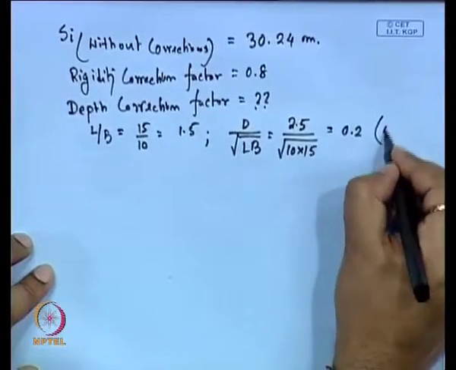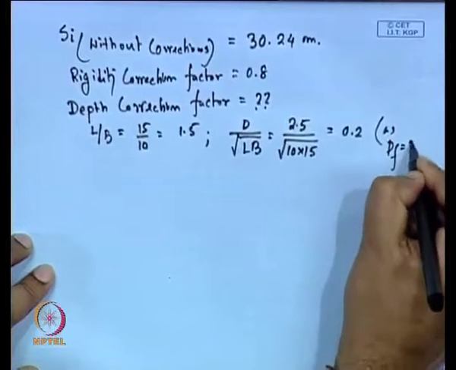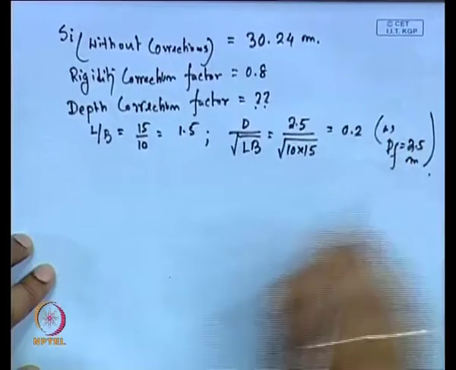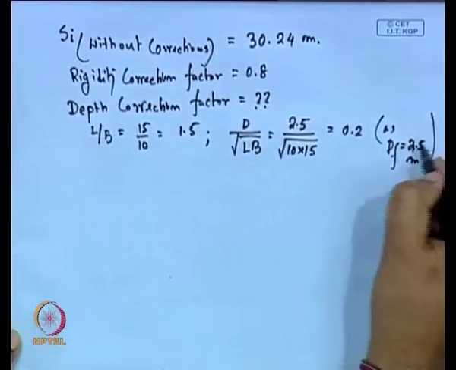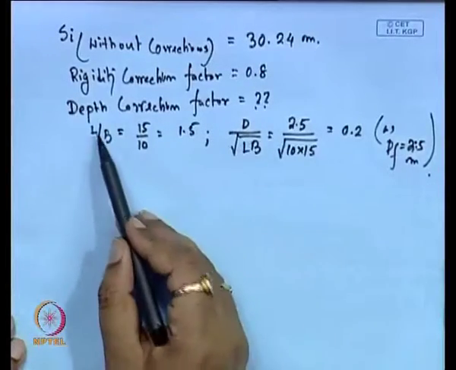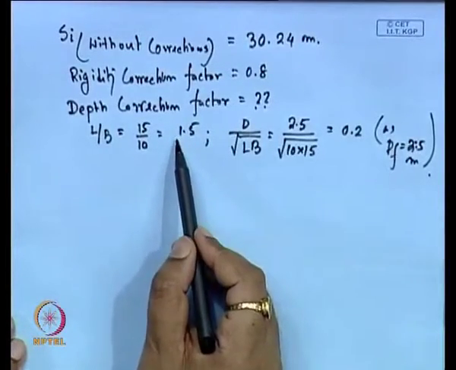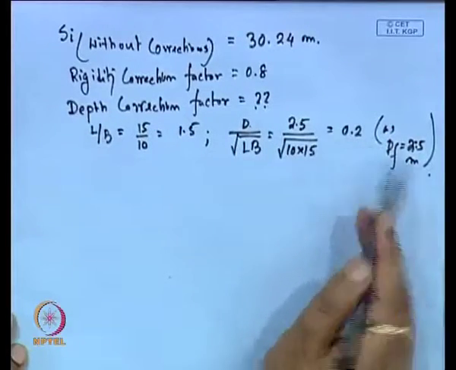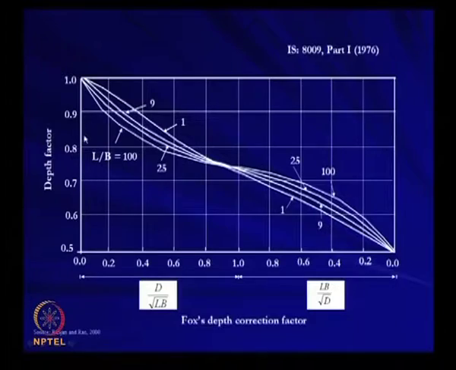So, as Df equal to 2.5 meter, Df equal to 2.5 meter. So, now here we will get L by B equal to 1.5 and D by root over LB is equal to 0.2. So, corresponding to this figure, D by root LB is 0.2 and L by B is 1.5.